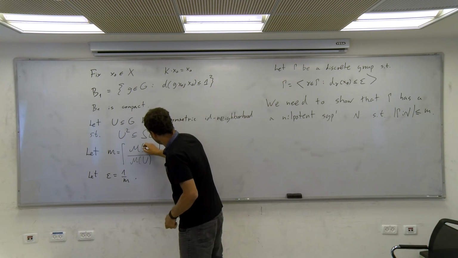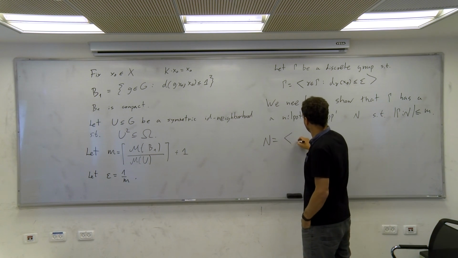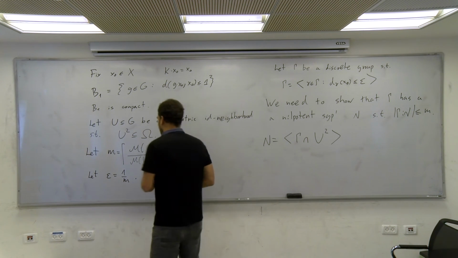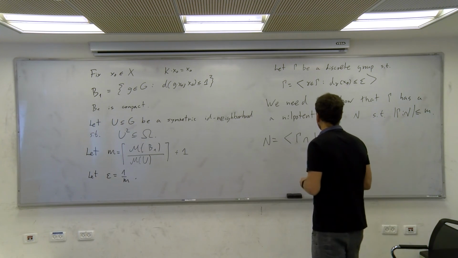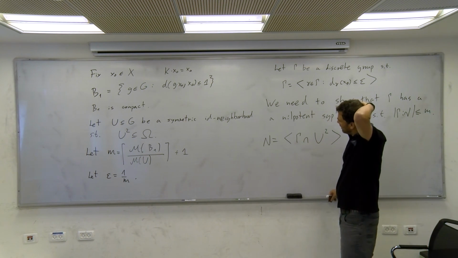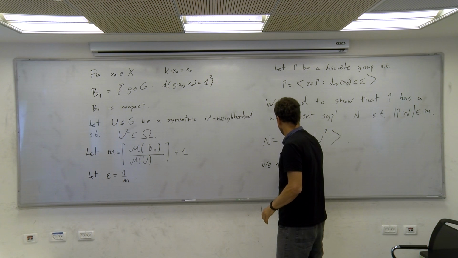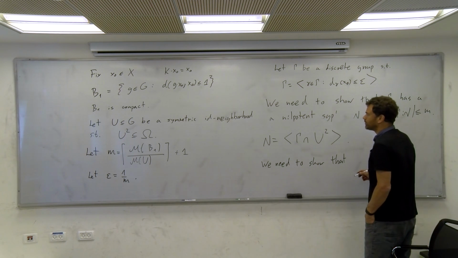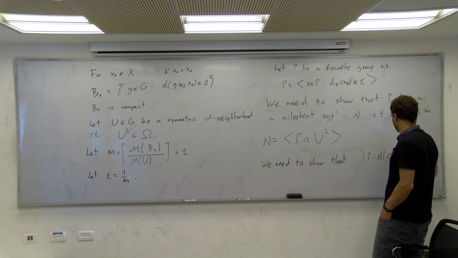I want to see if I can finish the proof. So I tell you what N is. N will be the group generated by the intersection of gamma with U square. We said U square is inside omega, so this is a nilpotent group. And now in order to finish, we need to show that the index of N in gamma is less than M. And this will furnish the proof.